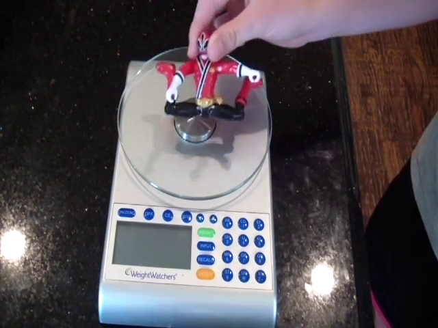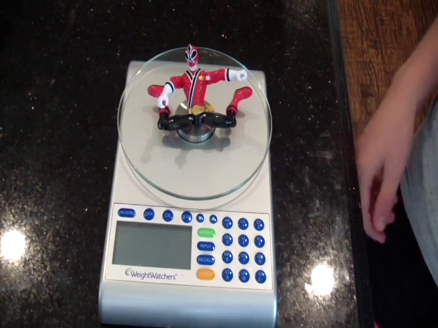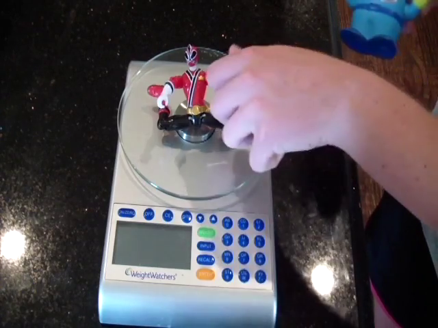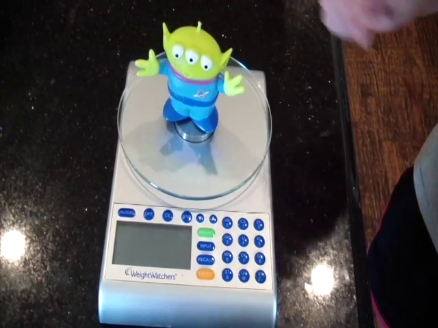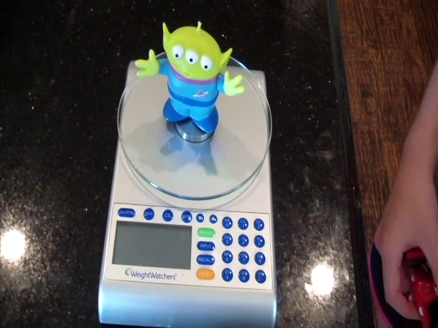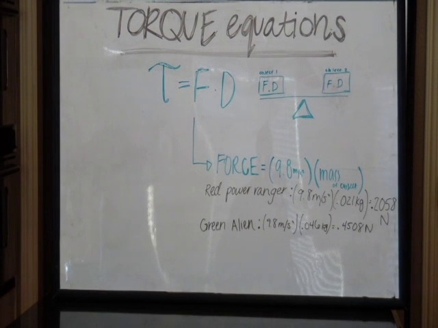The red Power Ranger weighs 21 grams, which is 0.021 kilograms. And the green alien weighs 46 grams, which is 0.046 kilograms. The red Power Ranger exerts 0.2058 newtons on the seesaw, while the green alien exerts 0.4508 newtons on the seesaw.